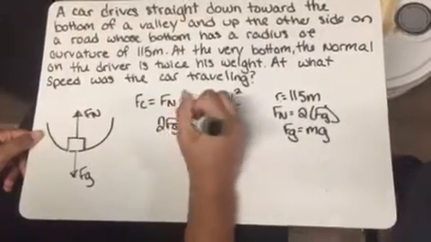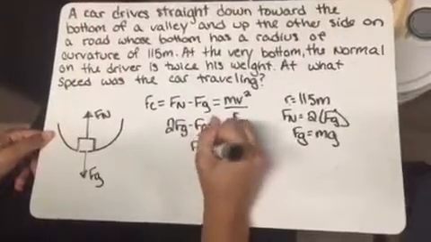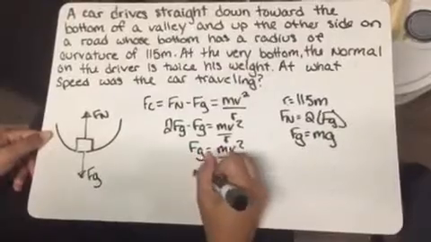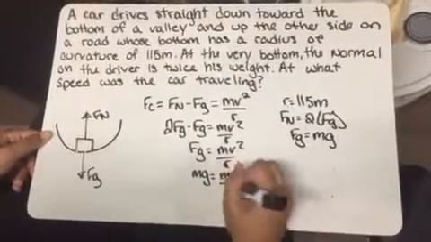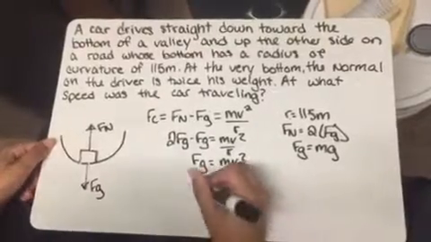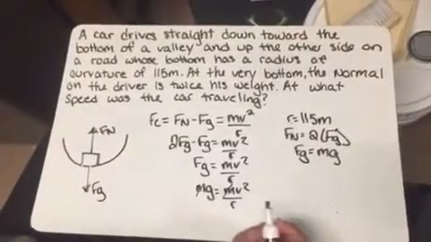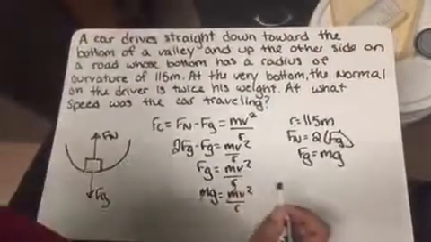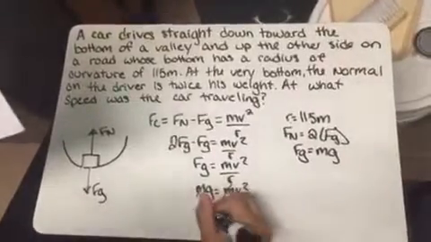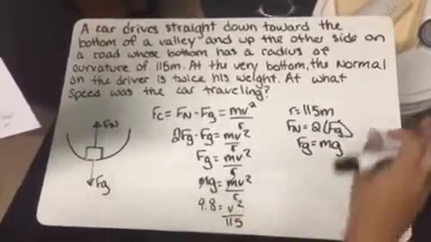2Fg minus Fg equals mv squared over r, so Fg is equal to mv squared over r, where Fg is equal to mg, so mg equals mv squared over r. The masses will cancel out, and you know this because the masses were not given in the problem. And then we substitute in g and r, giving 9.8 equal to v squared over 115.